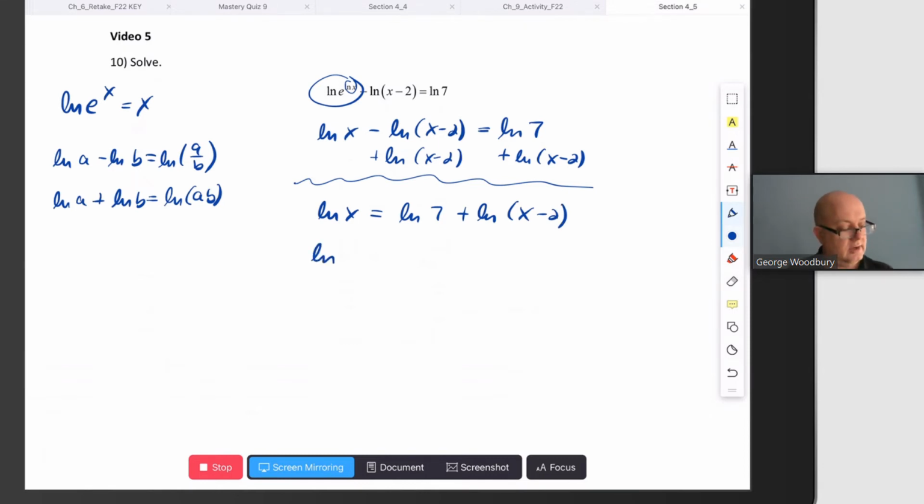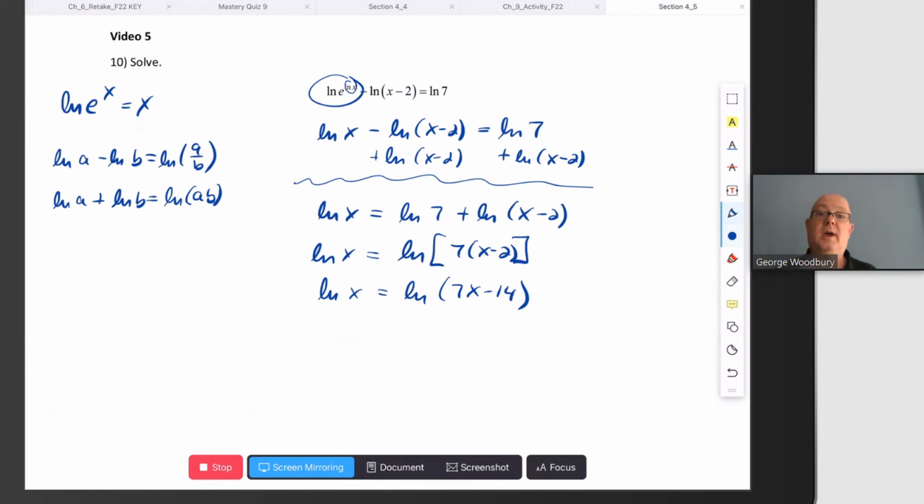The right side becomes the natural logarithm of 7 times x minus 2, or the natural log of 7x minus 14. Now again, because we have one logarithm equal to another logarithm with the same base, their arguments must be equal, and that means that x has to be the same as 7x minus 14.